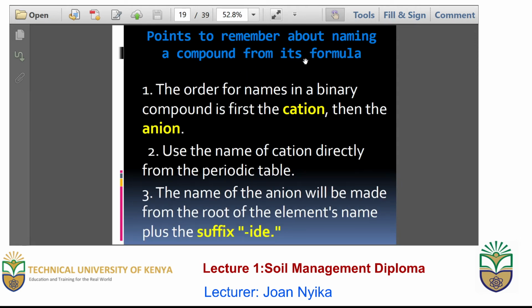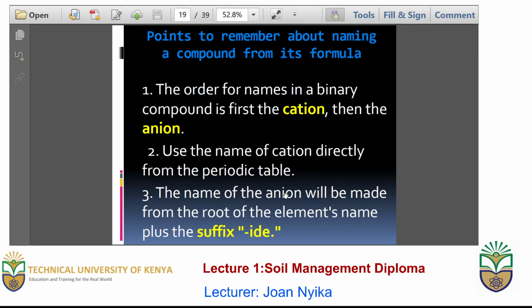What are the points to remember when naming a compound, like an ionic compound? Number 1 is that the order of names in a binary compound is that the first is the cation and next is the anion. That is, the metal comes first, then the non-metal. Number 2 is that the cation name is used just as it is in the periodic table, as we have seen with cases of sodium oxide and hydrogen fluoride and hydrogen chloride.